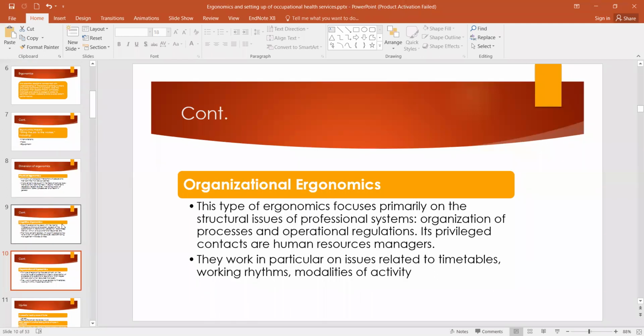Organizational ergonomics. This type of ergonomics focuses primarily on the structural issues of the professional system, organization of processes, and operational regulation. Its privileged contacts are human resource managers. They work in particular on issues related to timetables, working rhythm, and modalities of activities.